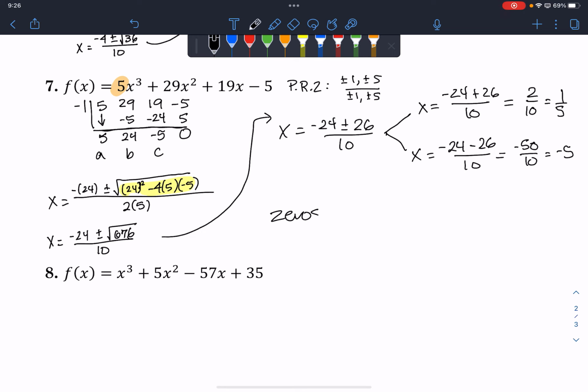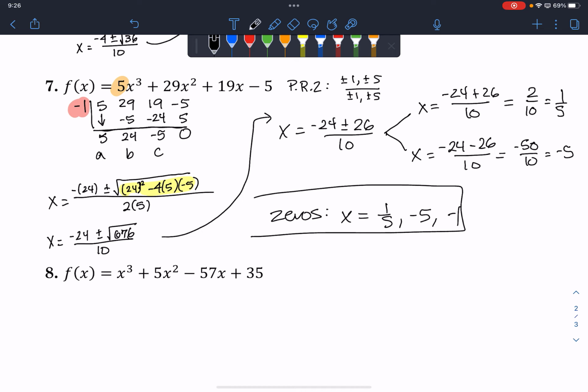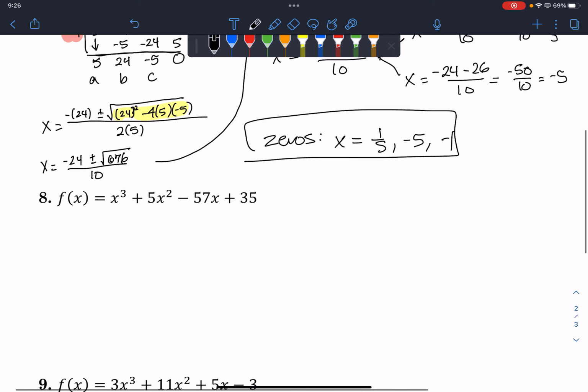So the zeros are 1/5, -5, and of course this number right there, -1. So there's your three answers.